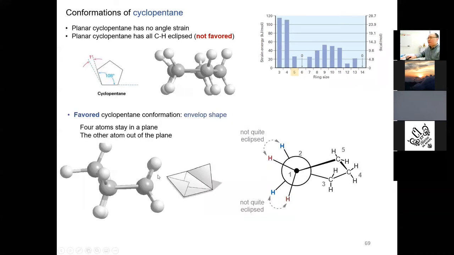And when the cyclopentane adopts this kind of envelope shape, now all the CH bonds are not quite eclipsed. So it avoids this all-eclipsed, very unfavored torsional strain. Torsional strain, yes.